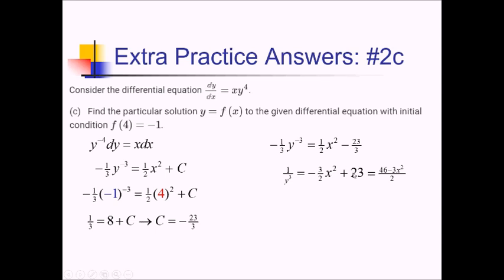At this point now I'm going to take the reciprocal of both sides of my equation. So I've got y cubed on the left and 2 over 46 minus 3x squared on the right side. And finally, to get y truly by itself, I take the cube root of both sides. So we just have y equals the cube root of all the stuff on the right there, which gives us our final particular solution for this differential equation.